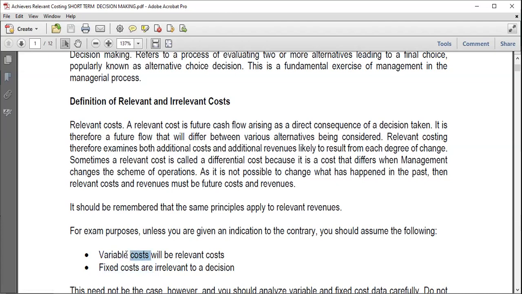Now, the reason why variable costs are looked at as relevant costs is because the decision we are going to make will definitely affect our variable costs. For the fixed costs, because these costs are fixed, whether we take the decision or we don't take a decision, we shall definitely incur the fixed costs. I'll give you an example. Today, you could be, let's say, dealing in baking and catering.